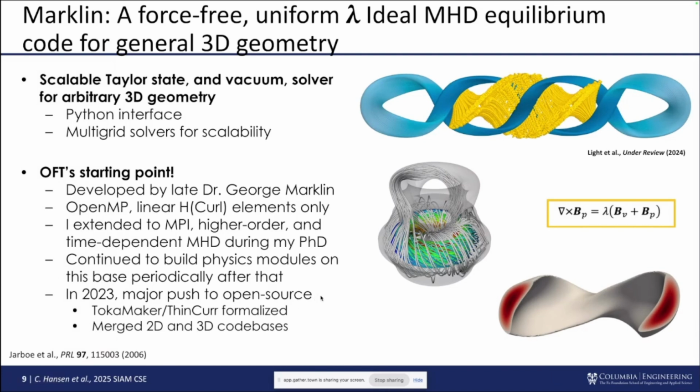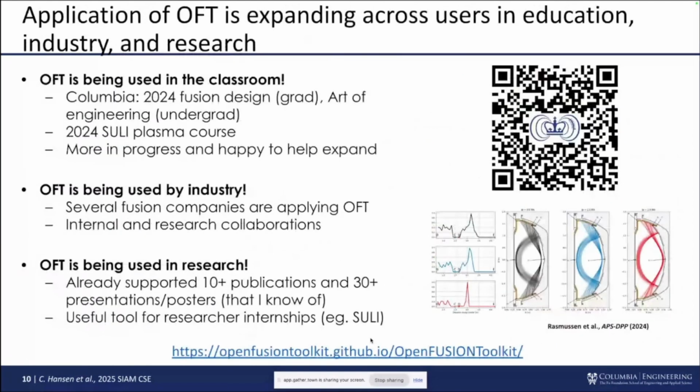And then recently in 2023, we had a major push to open source. This formalized the TokaMaker and ThinCurr modules, which were initially informal, and also merged the 2D and 3D code bases. TokaMaker was initially a separate code based off a 2D version of the core libraries. So this is also a useful thing. And again, some of these can be used for investigation, for education, and things like this. And there's a paper under review right now for the results from this analysis that I'm showing there.